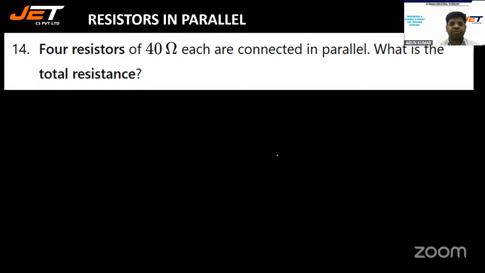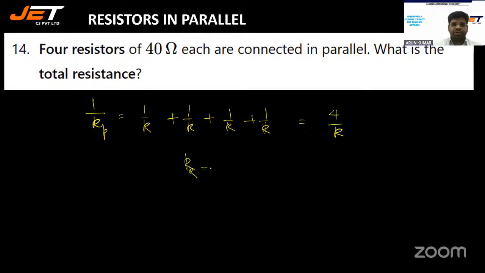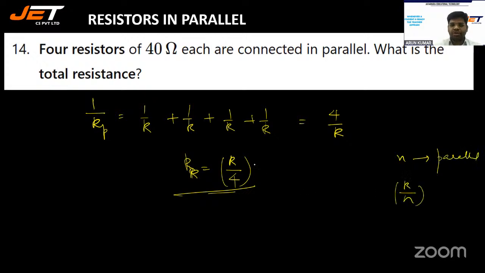Four resistors of 40 ohms each are connected in parallel. What is the total resistance? Students, 1 by RP is equal to 1 by R plus 1 by R plus 1 by R plus 1 by R, which is nothing but 4 by R. So RP is equal to R by 4. Whenever equal resistances are connected in parallel, their equivalent resistance will be R by N. Alright, ఇది గుర్తుపెట్టుకోండి students. It's simple. So R by N అంటే 40 by 4, which is 10 ohms.